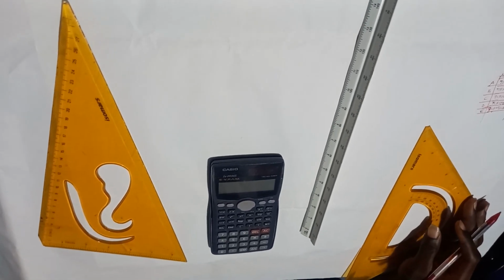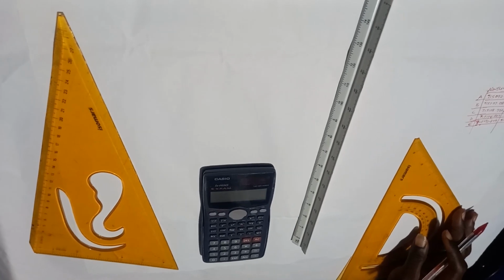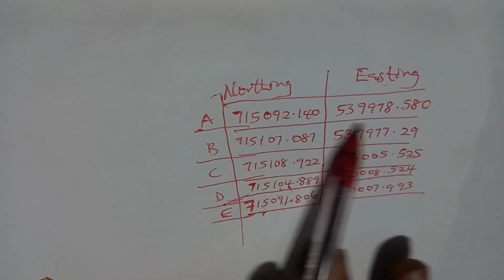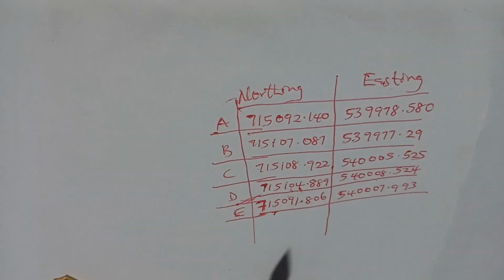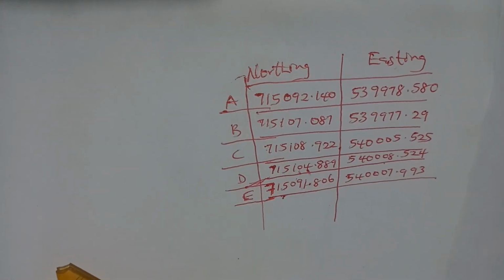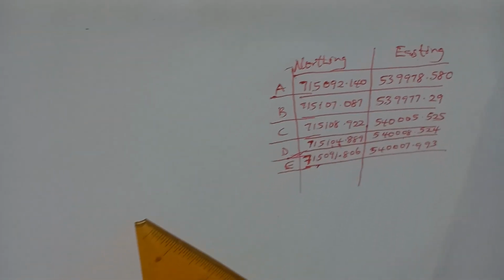Today I'm going to be sharing with you how you can plot a boundary of land using the coordinate method. So with this list of coordinates that I have, my northings and eastings, I'll be using these coordinates to plot a boundary. Alright, so let's start.